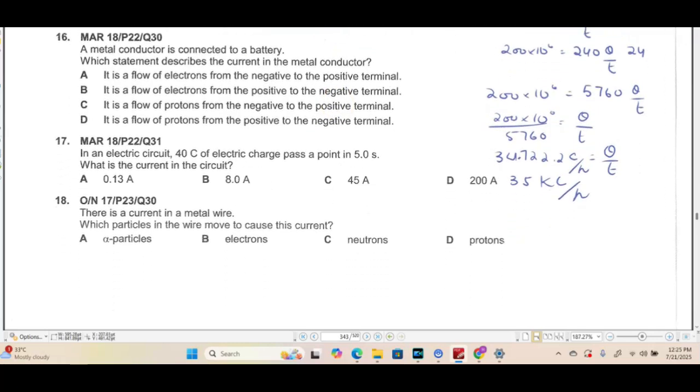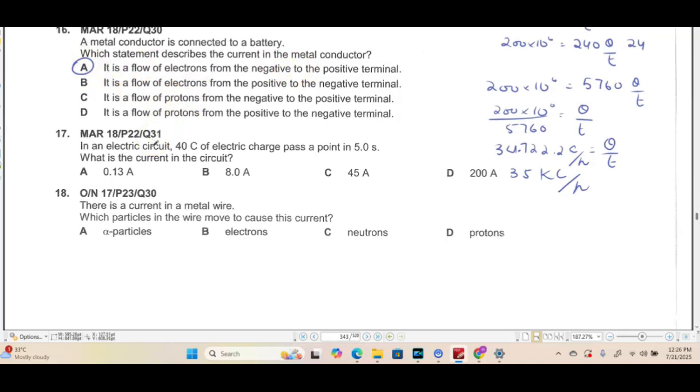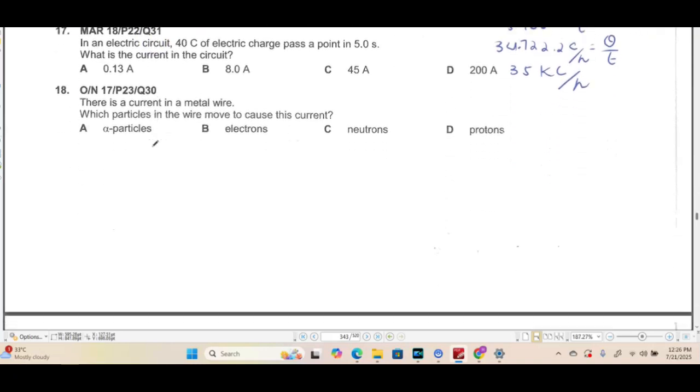Moving on to question number 16. A metal conductor is connected to a battery. Which statement describes the current in the metal conductor? It is flow of electrons from the negative to the positive terminal of the battery. Yes, this is correct. Rest are not correct. Electrons don't flow from the positive to the negative terminal.